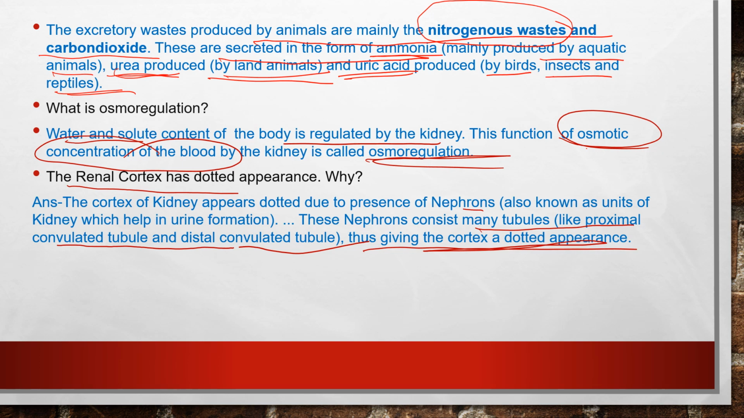The renal cortex's dotted appearance is due to the presence of the proximal convoluted tubule as well as the distal convoluted tubule, which lie in the cortex region of the kidney, not in the medulla region. So the kidney is divided into two regions, right? The medulla region and the cortex region. The cortex region has the tubule parts. So the proximal convoluted tubule as well as the distal convoluted tubule is present in the renal cortex, which gives it a dotted appearance.